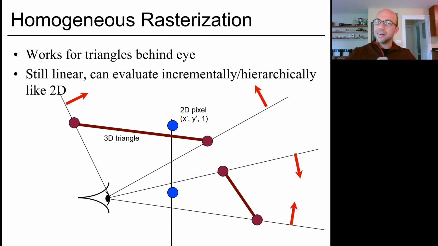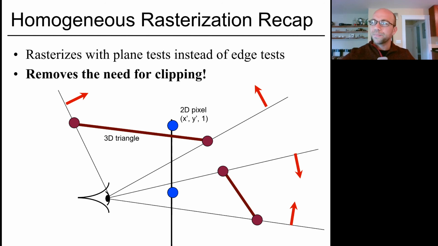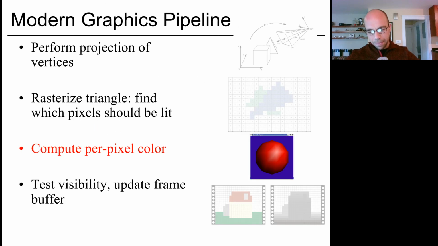Okay. So this works for triangles behind your eye. It's still using linear tests, and you can still use all these incremental tricks we talked about before, which is kind of nice. You don't have to clip anymore. On the other hand, clipping can be useful because it can reduce the amount of computation that your rasterizer has to do. So it's just worth being aware. This is another technique out there. So again, homogeneous rasterization uses the equations of planes rather than the equations of lines to determine what's visible. The reason is that you don't have to clip out stuff outside the view frustum before you do your rasterization.